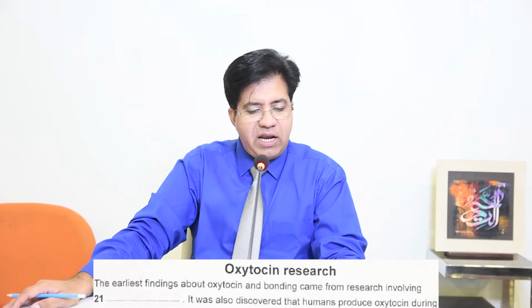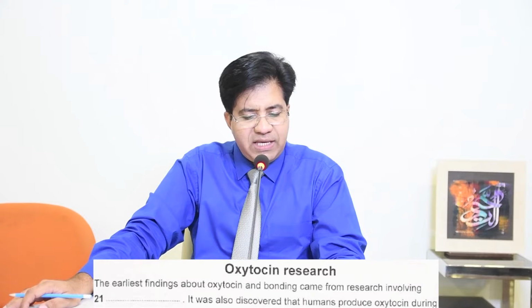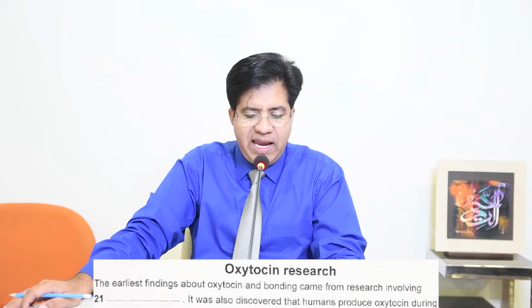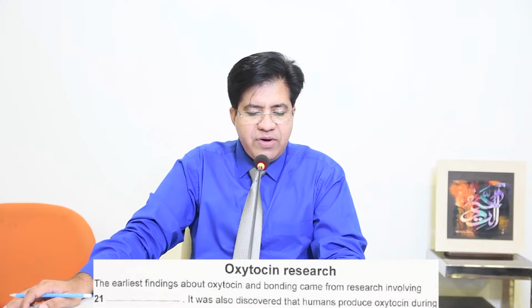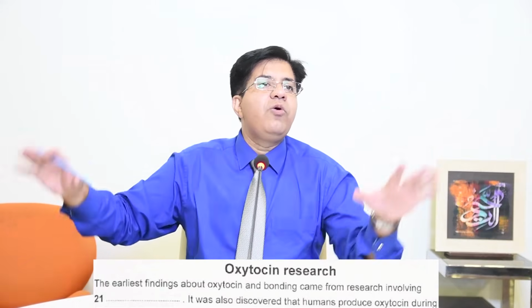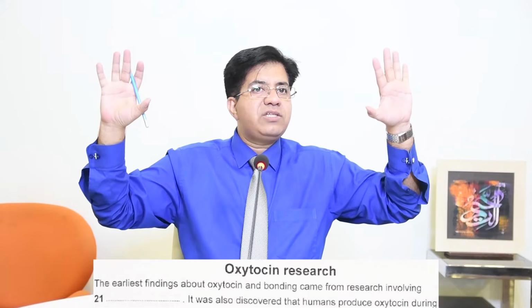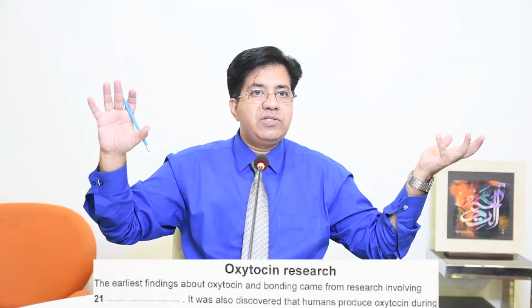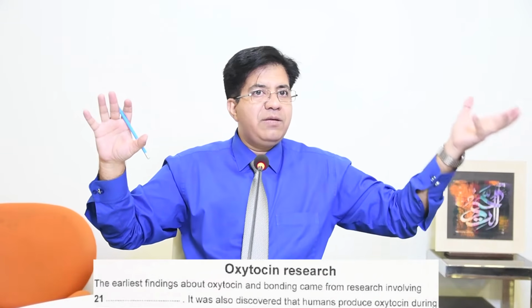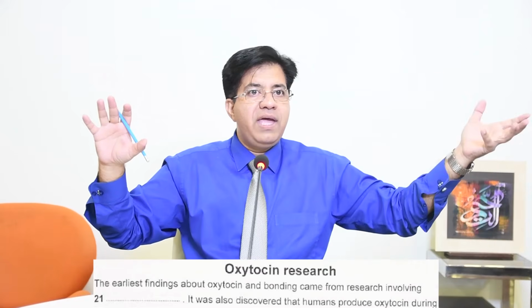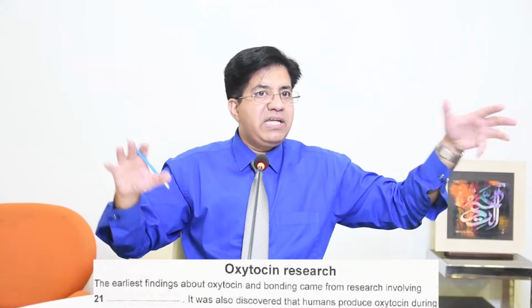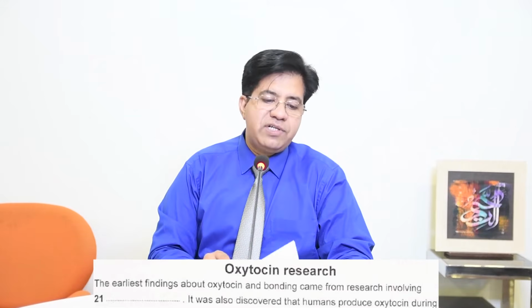All right. Now let's read the question. We know the answer is there. Now we read the question. The earliest findings about oxytocin and bonding came from research involving... look here, whenever they say research involving, it means on what thing they did the research. Research involving animals, research involving humans, research involving birds means they did the research on birds. And for research they commonly use the word studies.